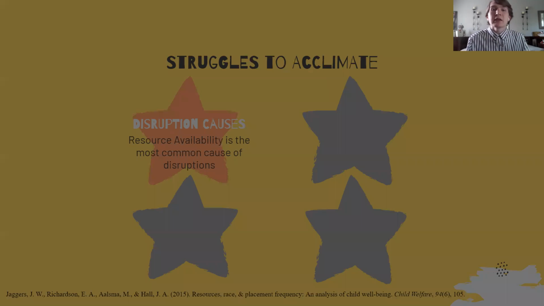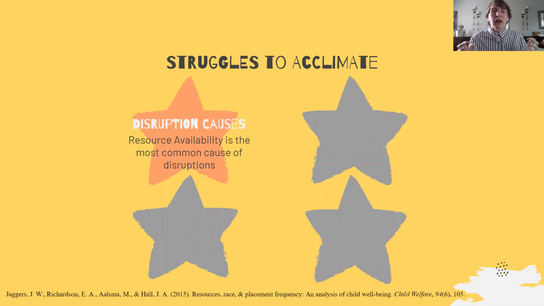Now, I've mentioned previously these struggles to acclimate because the acclimation period is so volatile, there can be many different causes, and they can lead to disruptions, which is what we call failed adoption. Now, the first of these and the most prevalent is what we call resource availability. That includes access to education, clothes, food, shelter. The list goes on. And it's more of a marker of socioeconomic status, that you are able to properly care for the child in your care.